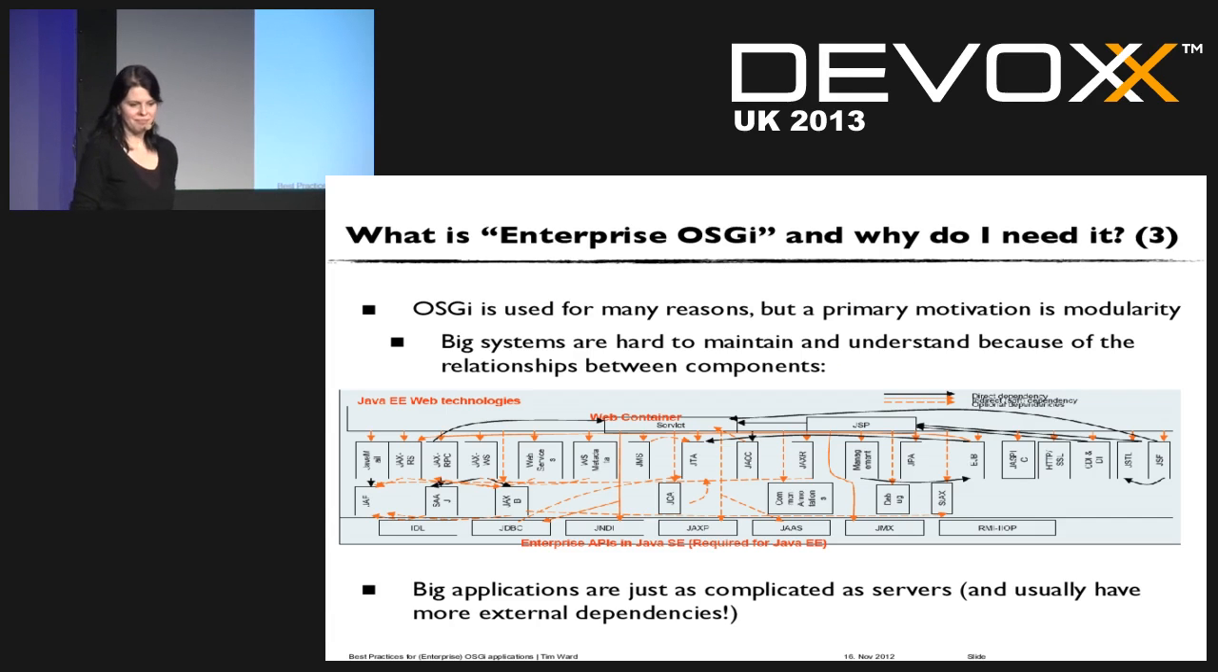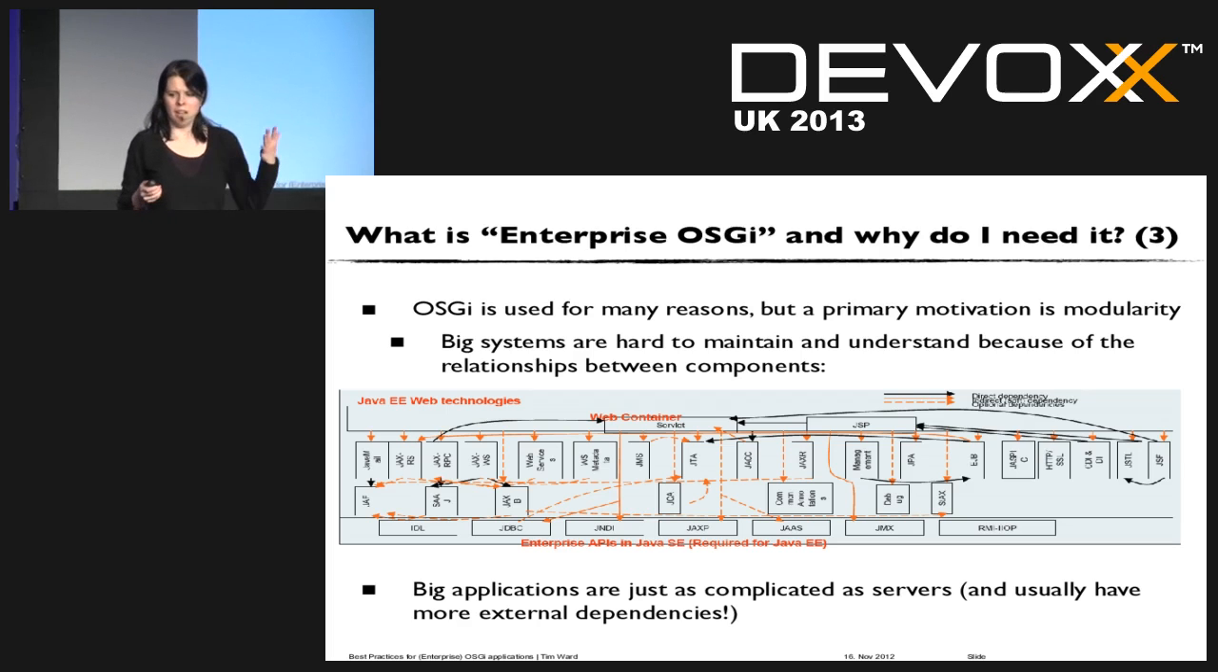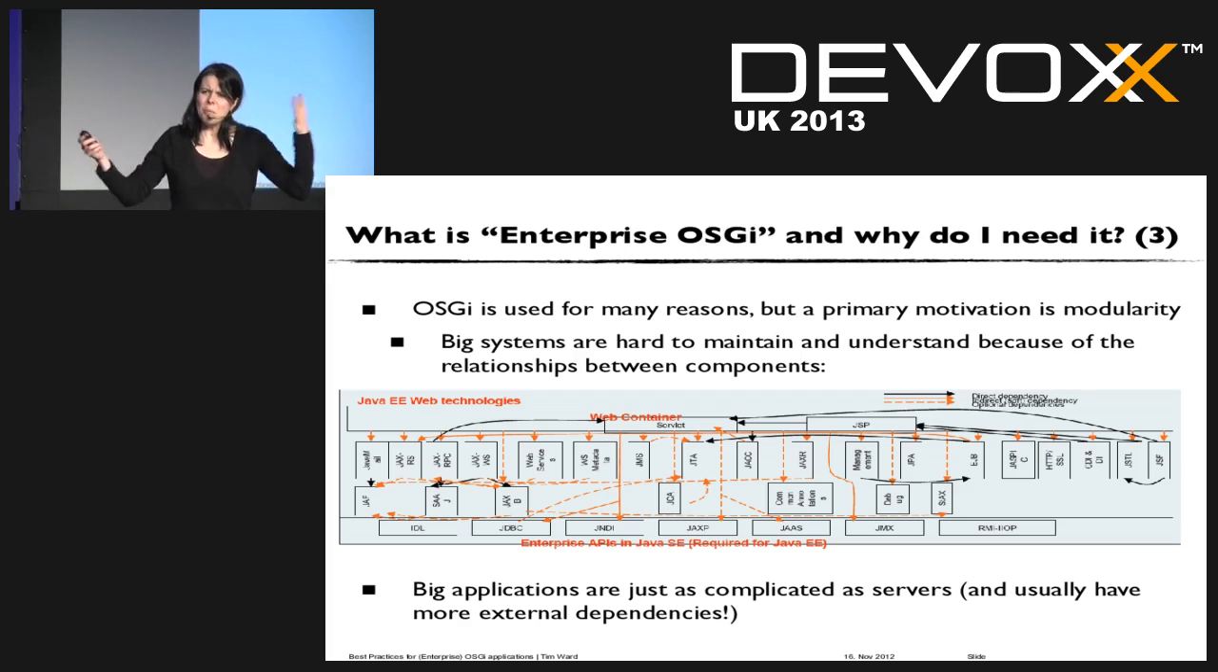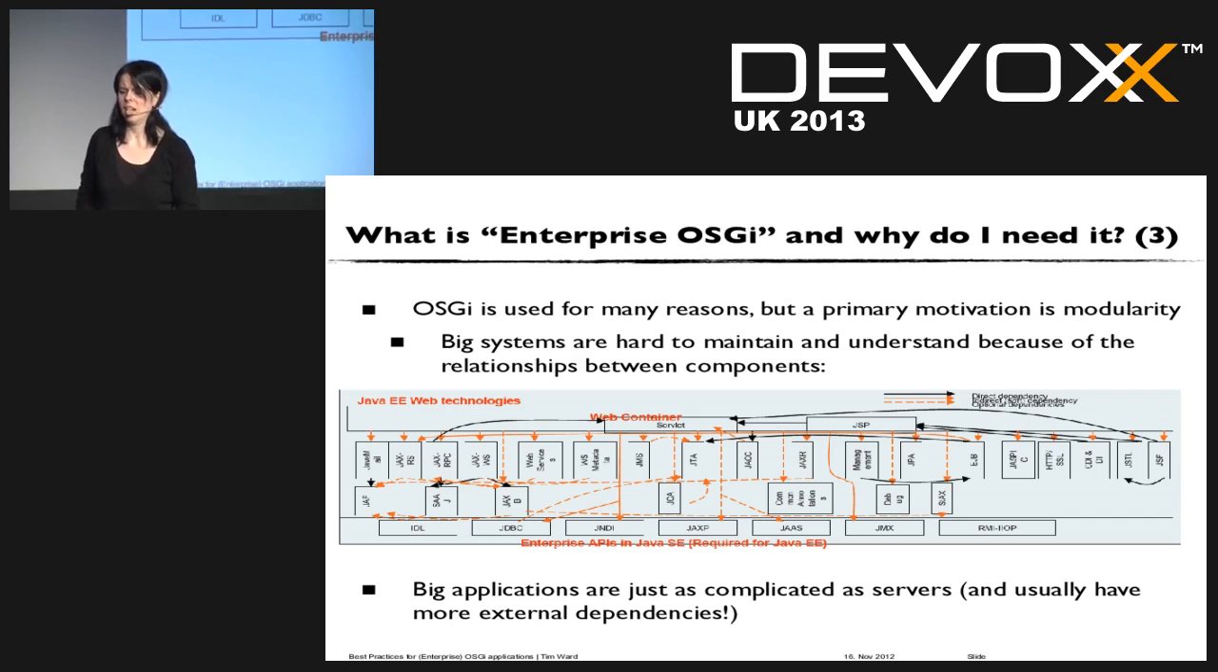So why would you use OSGi? Well, modularity is a big one. These systems that I showed you there, they're so big. You know, that was a fairly small example, and it was long. And each box represented a whole collection of classes.